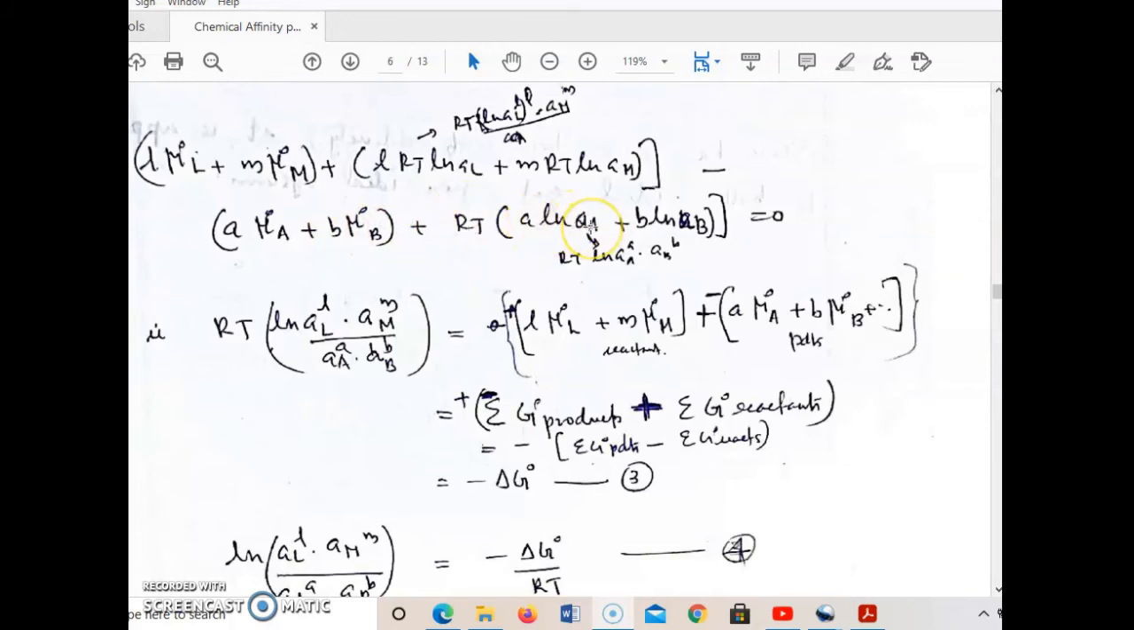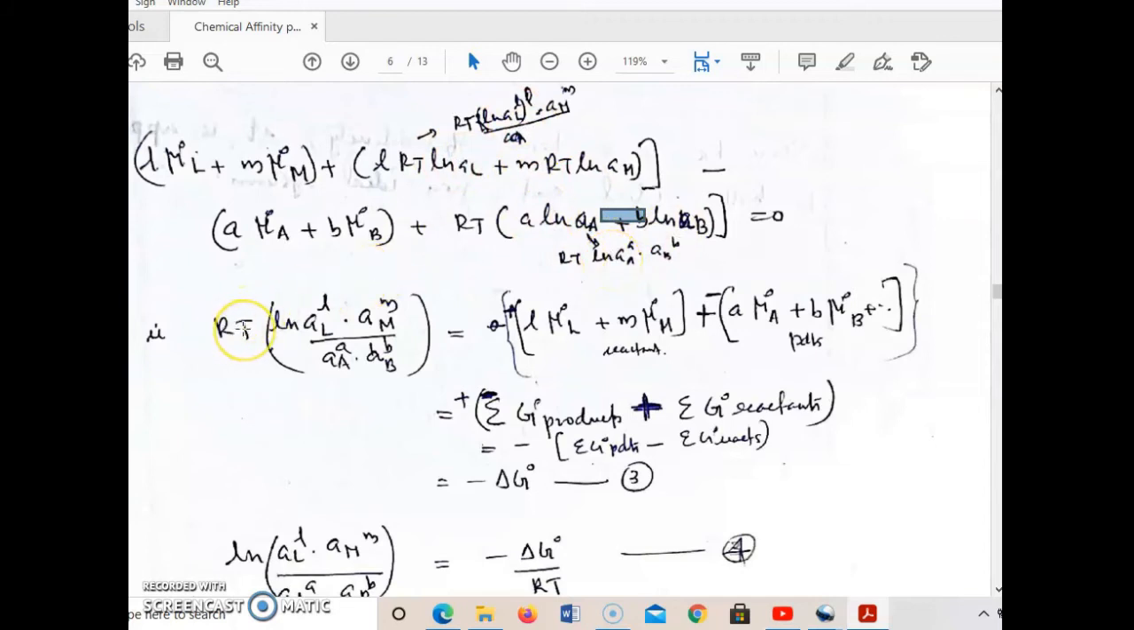and A ln AA can be written as ln AA raised to small a. Similarly, this term can be written as ln AB raised to small b. And the sum of two log terms can be written in this way. So we have this common RT here, ln AA raised to A into AB raised to B. Okay, so we can substitute these two terms by this term. Let us modify our equation.